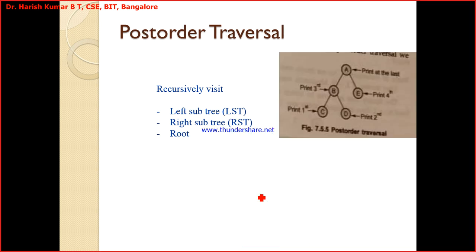Next, postorder traversal. Okay, see the order now. Postorder traversal is LST, RST, and then root. Inorder traversal is LST, root, RST. In preorder traversal it is root, LST, and then RST. In postorder traversal it is LST, RST, and then root.